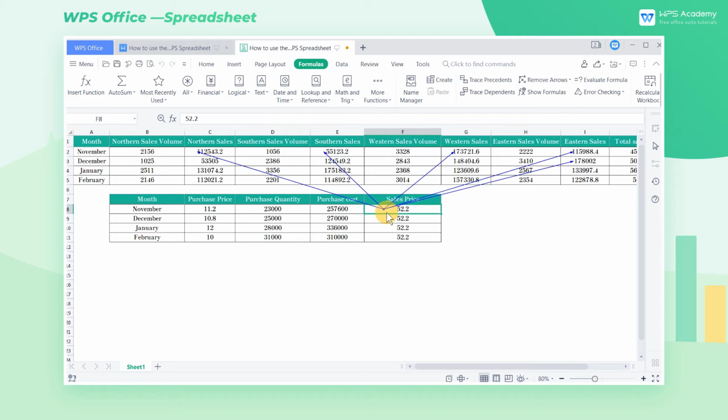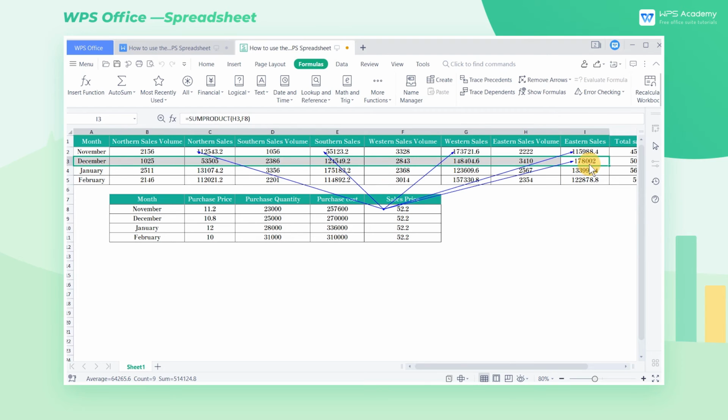According to the arrows, we can clearly know that cell F8 is referenced by cell C2, E2, G2, I2, and I3. But the sales price of November should correspond to the sales of November, while the cell I3 corresponds to the sales of December.